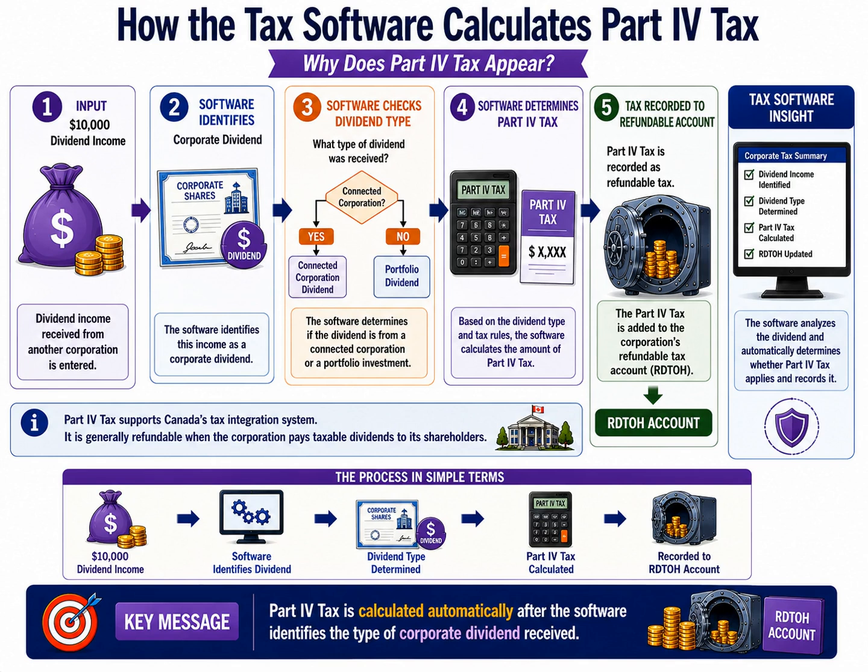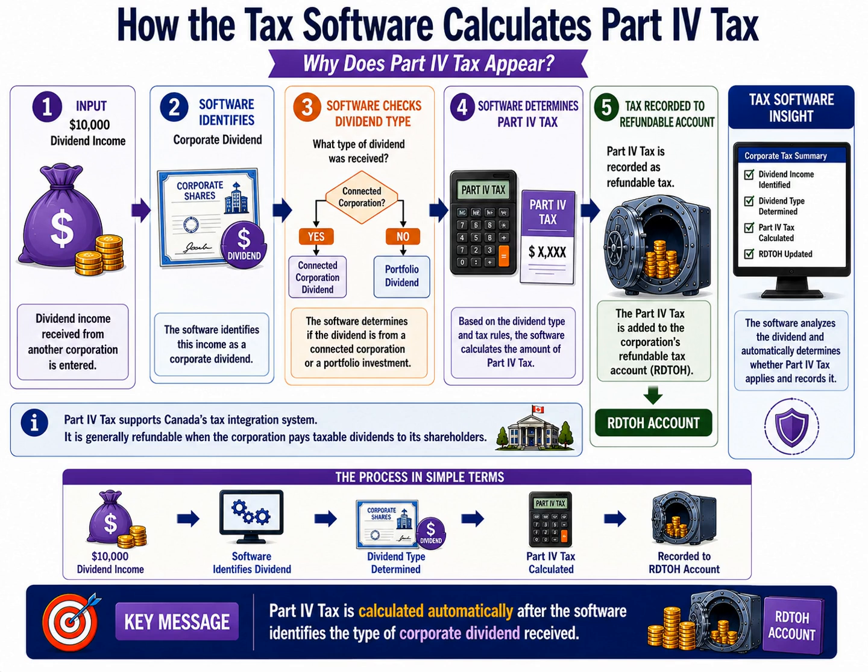One important question is asked: did the dividend come from a connected corporation, or is it a portfolio dividend from an unrelated corporation? This distinction is important because different tax rules may apply depending on the type of dividend received. Once the software has identified the correct category, it automatically determines whether Part 4 tax applies.